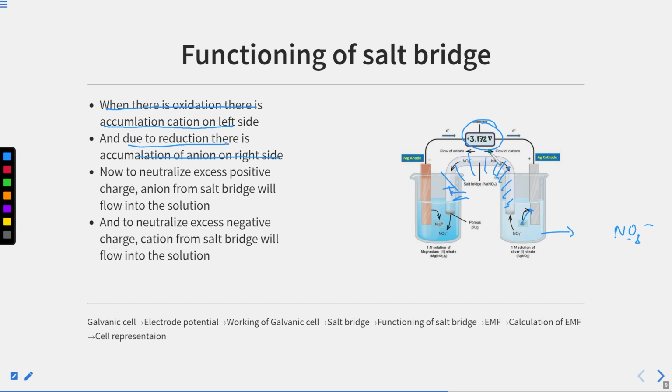Now what we have done is introduced this salt bridge. What will it do? First of all, what does it contain? Basically it is containing sodium nitrate here, sodium plus and nitrate minus.